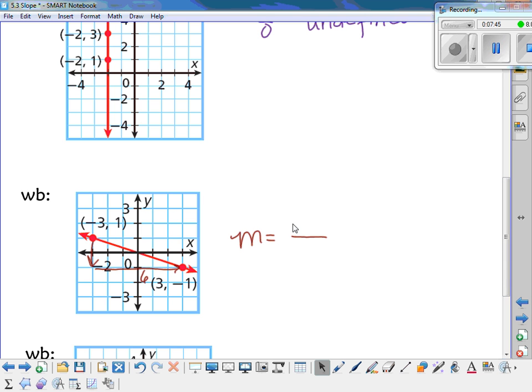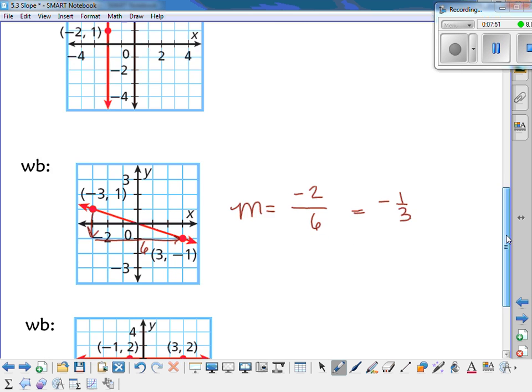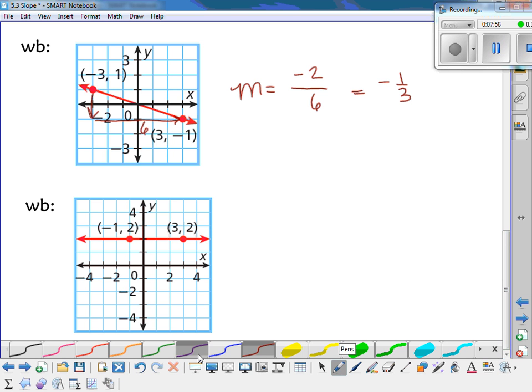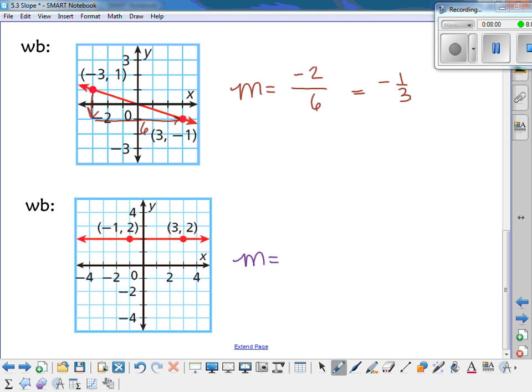Okay, so we went down 2, and we went to the right 6, and that reduces to negative 1/3. All right, what's the slope of this line? All right, so there's no rise. 0 divided by anything is still 0, so the slope of that one is 0.